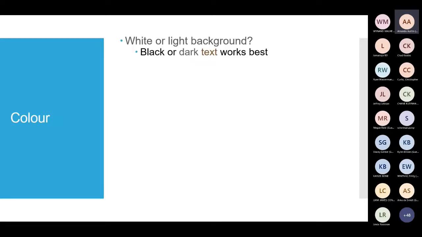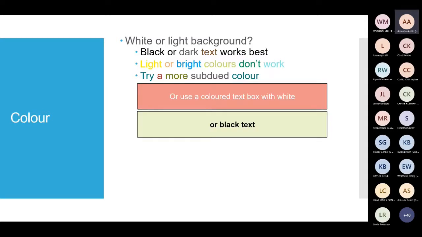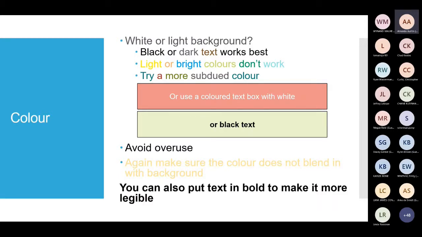If you have a white or very light background, black text or a very dark text really is the best way to go. Here, very light or bright colors don't really work. They blend in with the background, so you have to try a more subdued, darker color. Or you can use a colored text box with white or black text. But again, you should avoid overuse. And again, also make sure that your color doesn't blend in with the background. You can also make your text much easier to see and read, and add emphasis by putting it in bold where necessary.